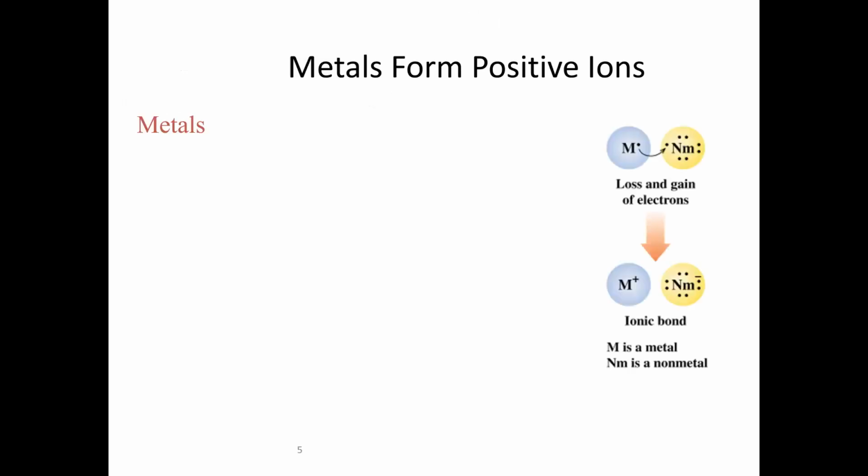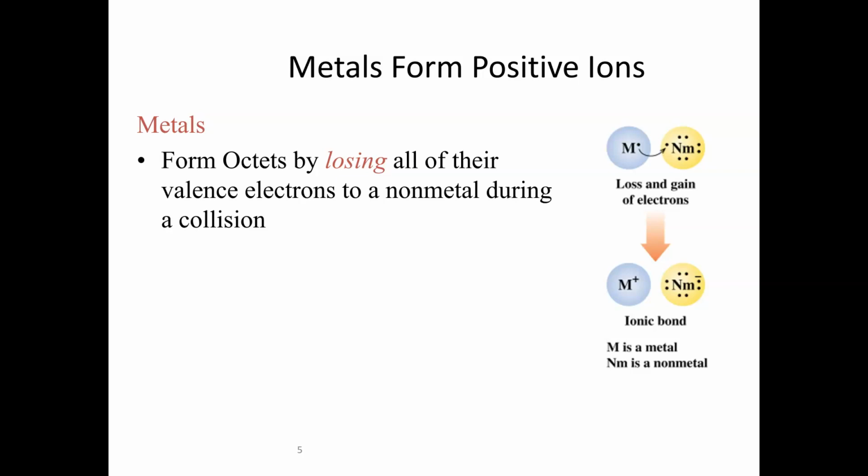So let's take a look at metals. The way metals typically form an octet, they lose electrons. So in the case of, let's say, magnesium, this is the way magnesium looks. So you have the nucleus, right? You have the first ring, which has 2 electrons. You have the next ring, which has another 8 electrons. And you have one more ring that has 2 more electrons.